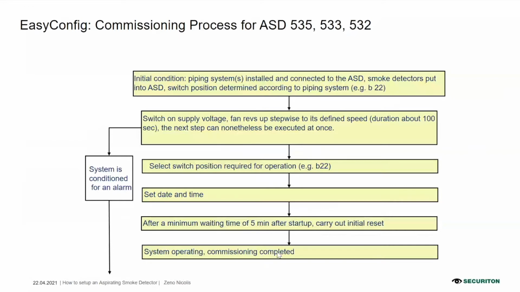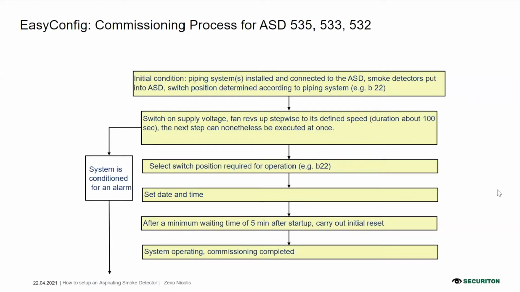So let's see how the commissioning process works with the easy config for ASD 535, 533, 532. At the beginning, we design the system following the instructions in the manual. Then we switch on the ASD. The fan revs up stepwise to its defined speed. It will take more or less 100 seconds.